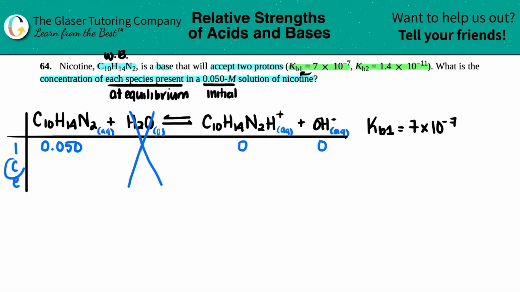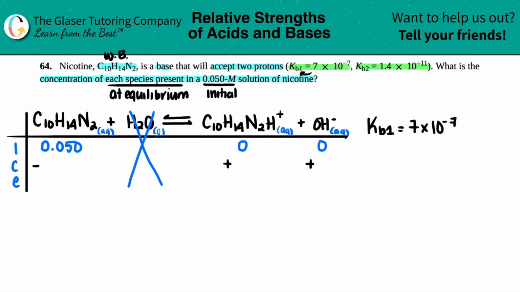Now C stands for change. Remember, if you start off with nothing, you could only go up from there. You can't get rid of nothing that you don't have, right? You can never have negative molarities. So we will be adding on the product side, which means that we will be taking away on the reactant side. But by how much? We don't know. So we label it as a variable. You could use A, B, C, D, E, F, G, X, Y, whatever, I don't care, right?